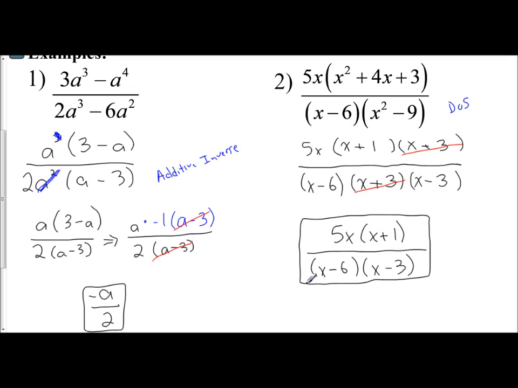These examples were looking at how to simplify our rational expressions by making sure your numerator is completely factored, your denominators are completely factored, and crossing out what they have in common.